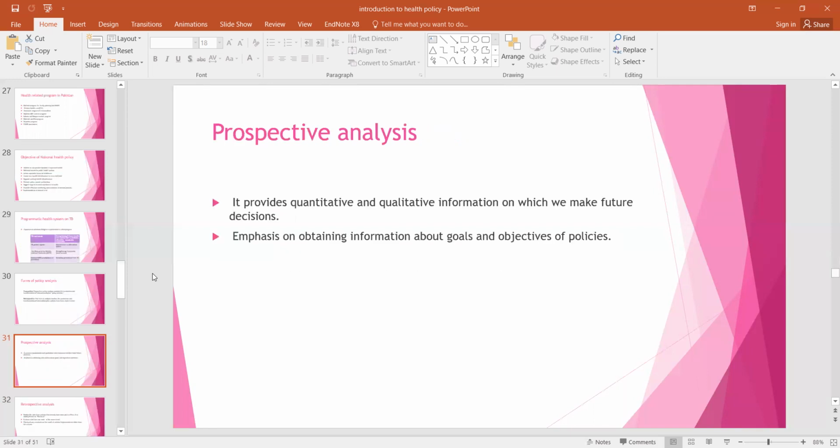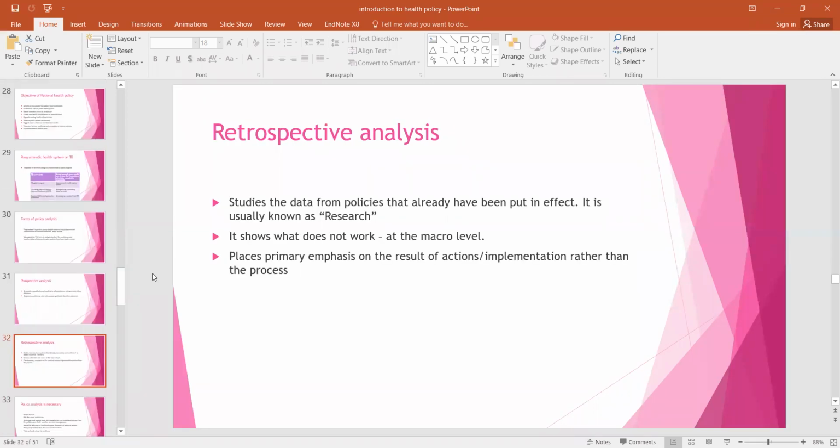Prospective analysis provides quantitative and qualitative information on which we make future decisions, with emphasis on obtaining information about the goals and objectives of policies. In retrospective analysis, we study the data from policies that have already been put into effect. It is usually known as research. It shows what does not work at the macro level, and places primary emphasis on the results of action and implementation rather than the process.